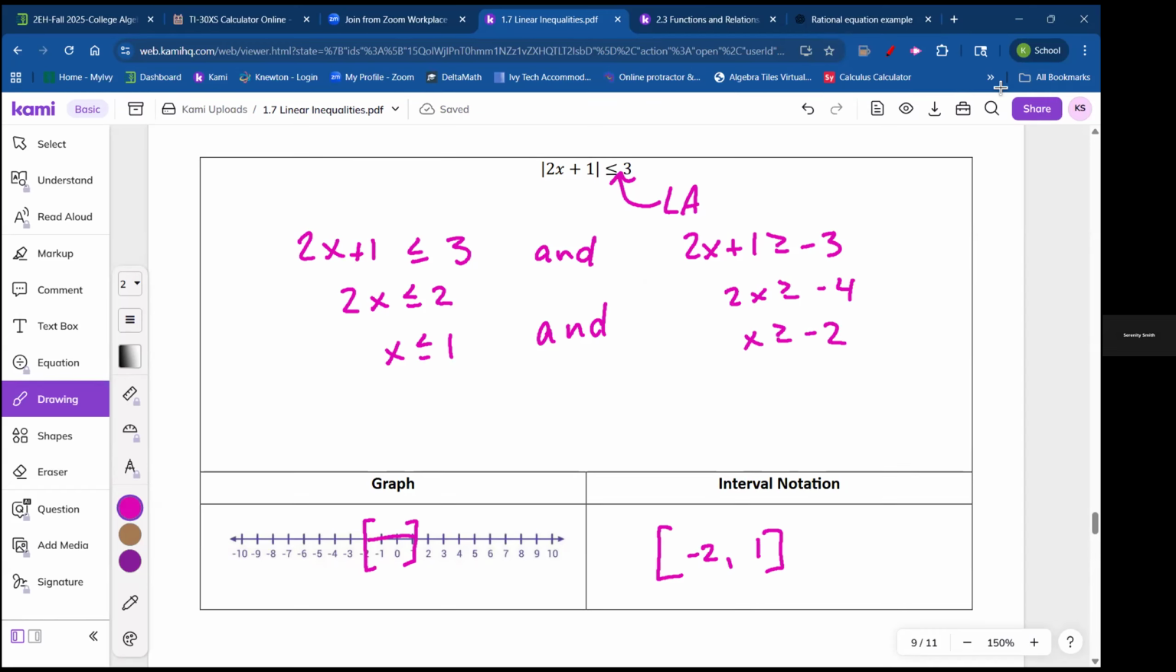How come the sign doesn't flip for the last answers you got for both of them? Because I divided by positive 2, even though I did get a negative answer, dividing by a positive does not cause me to flip my sign. If it was negative 2, yes, I would have flipped my sign then. Thank you. You are welcome.